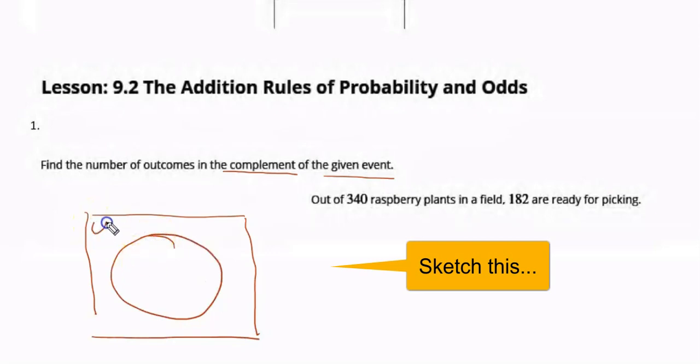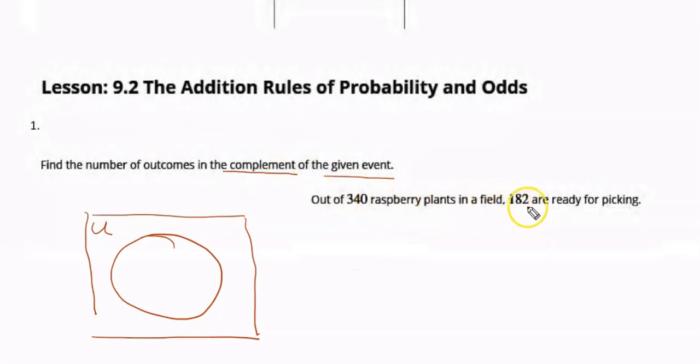This is the universe. And what are we looking at? Strawberry plants, raspberry that are ready for picking. All right, so this is going to be 182. Now the total universe, I'll put it up here, is 340. And what we are wondering about is the complement of this event.